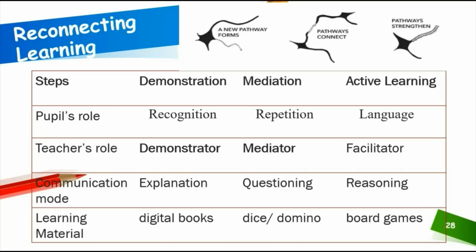About the communication mode, the teacher needs to explain to the pupils and then question the pupils in the mediation, and then the pupils need to do some simple reasoning to answer the teacher's questions. About the learning materials, we can use digital books, as I mentioned before, on subitizing as a precursor to counting, and use dice or dominoes during mediation, and then use a board game in active learning.